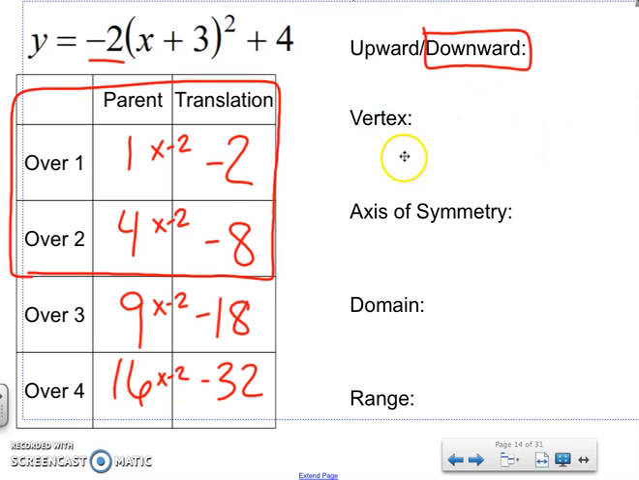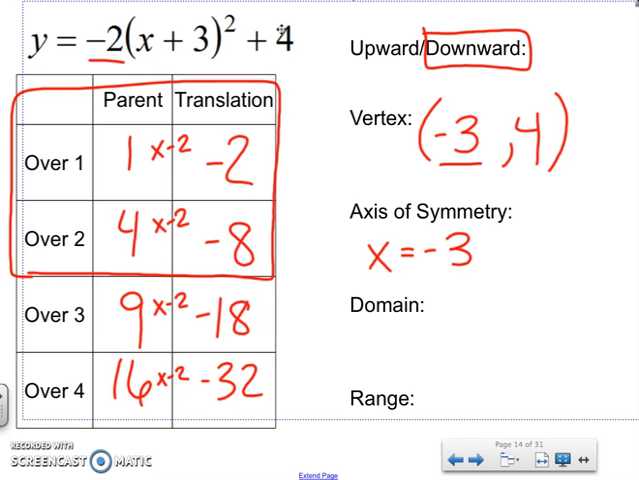Okay, so the vertex now, you need to pull from the inside first and then the outside. So you are going to change the sign of a positive 3 to a negative 3, and you're going to keep that 4 on the outside. So the axis of symmetry, again, is always x equals your x number. Domain is always all real numbers. And then range, in this case, since it was opening down, is going to be a less than or equal to sign, and then again, the y point of our vertex.